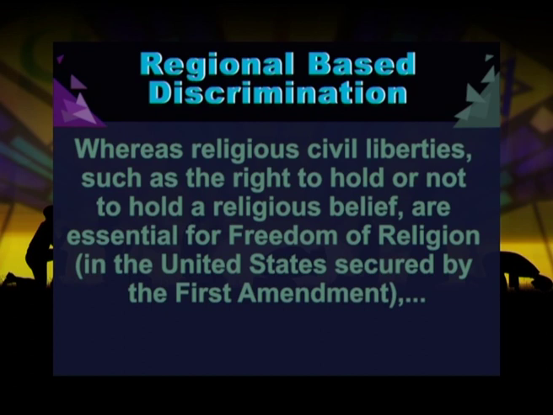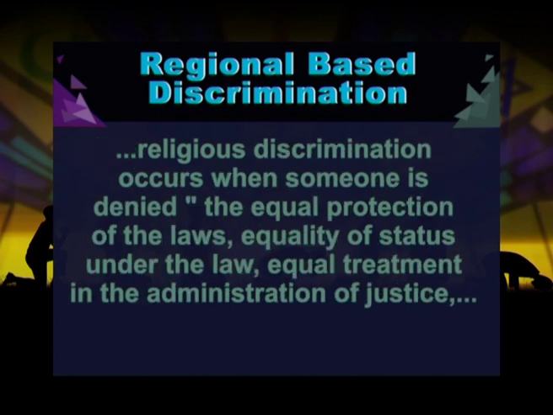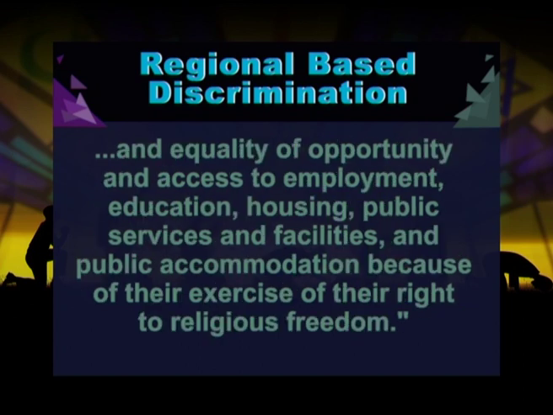In 1979, in a consultation on the issue, the United States Commission on Civil Rights defined religious discrimination in relation to the civil rights guaranteed by the 14th Amendment of the United States Constitution, whereas religious civil liberties, such as the right to hold or not to hold a religious belief, are essential for freedom of religion. Religious discrimination occurs when someone is denied the equal protection of the laws, equality of status under the law, equal treatment in the administration of justice, and equality of opportunity and access to employment, education, housing, public services and facilities, and public accommodation because of their exercise of their right to religious freedom.